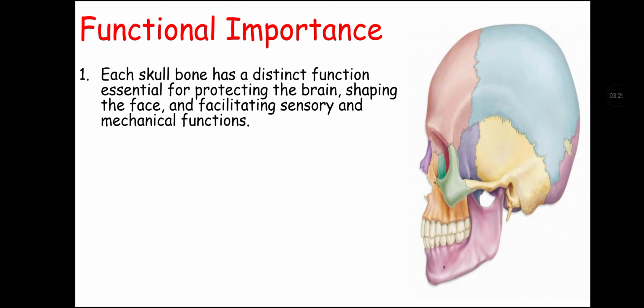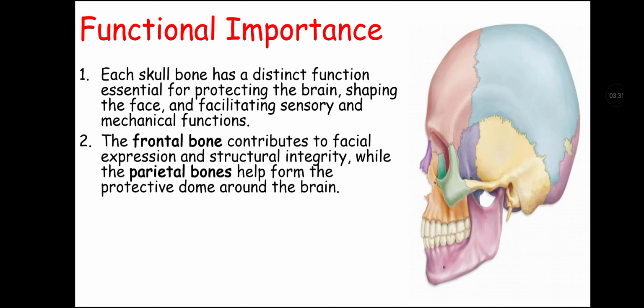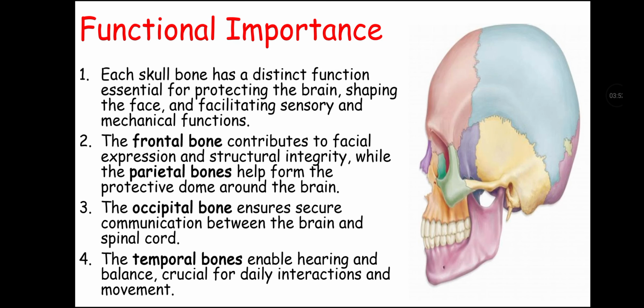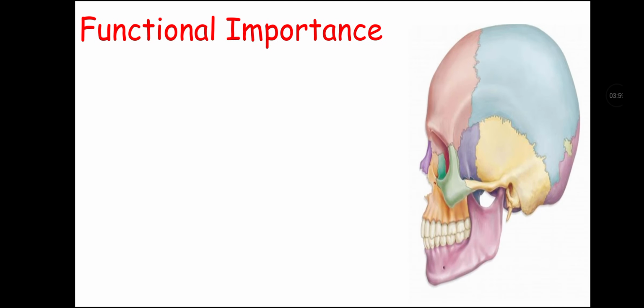Each skull bone has a distinct function essential for protecting the brain, shaping the face, and facilitating sensory and mechanical functions. The frontal bone contributes to facial expression and structural integrity, while the parietal bone helps form the protective dome around the brain. The occipital bone ensures secure communication between the brain and spinal cord, while the temporal bone enables hearing and balance, that is crucial for daily interaction and movement. So this was all about the functional importance.